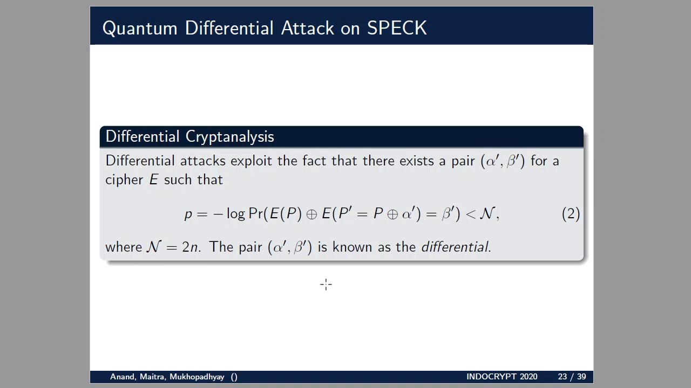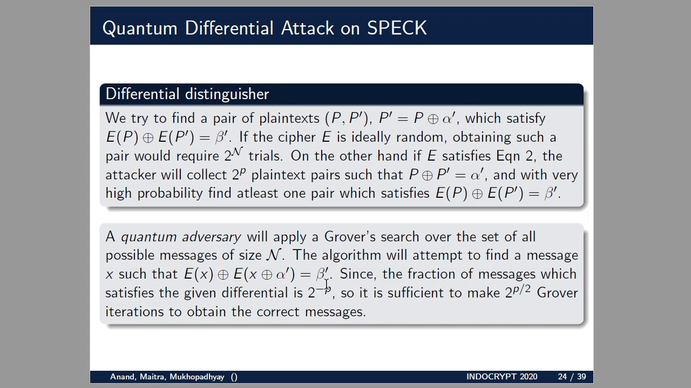We know that differential attacks exploit the fact that there exists a pair alpha dash, beta dash for a cipher E such that equation 2 exists. This pair alpha dash, beta dash is known as the differential. So to find a differential distinguisher, we try to find a pair of plaintexts P and P dash such that P dash is equal to P XOR alpha dash, which satisfies this. If the cipher E is ideally random, obtaining such a pair would require 2 to the power n trials.